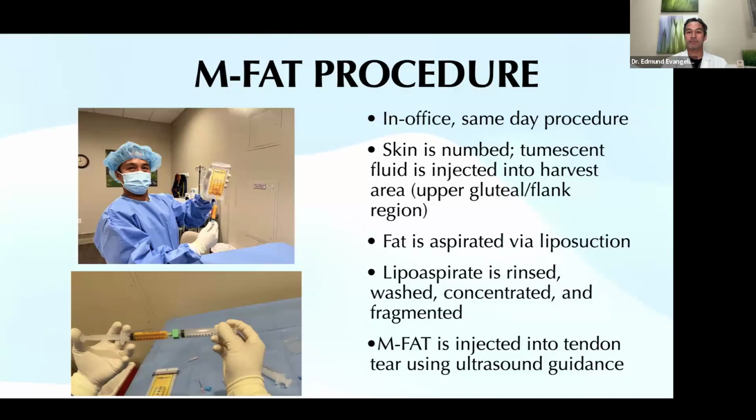So we inject the tumescent fluid first, and then we let it sit for 20 minutes and then do the aspiration via a liposuction type procedure. And then we take that lipoaspirate, rinse, wash, we can concentrate it and fragment it and then prepare it for the injection. And then the micro-fragmented adipose tissue is injected into the tear using ultrasound guidance directly into the tear.